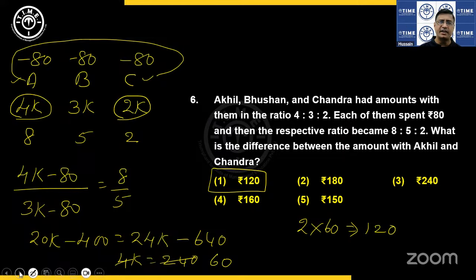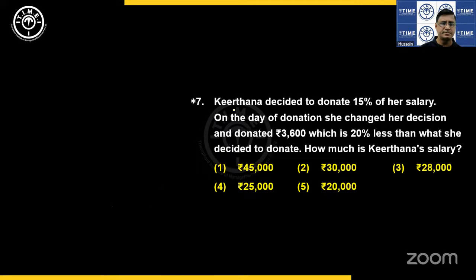Now look at the next example on your screen. Kirtana decided to donate 15% of her salary. On the day of donation, she changed her decision and donated 3,600, which is 20% less than what she decided to donate. How much is Kirtana's salary?